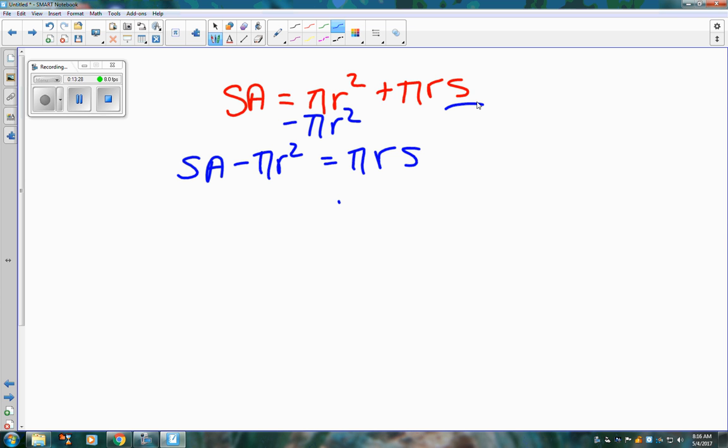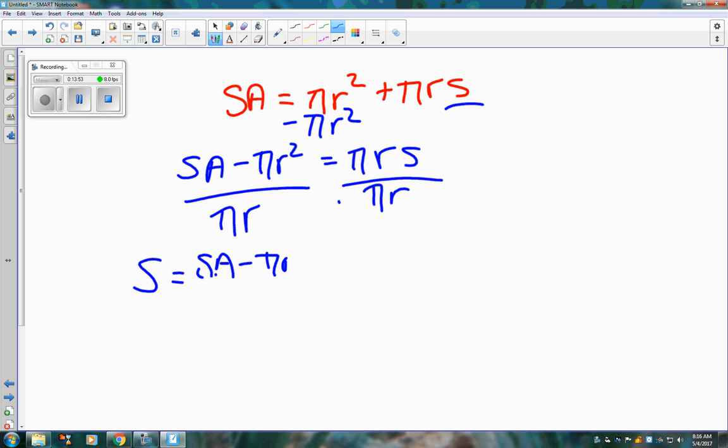What do y'all think I'm going to do next? I'm not going to subtract. Divide. I divided pi r from this side, so I had to divide it from this side. So that S is equal to SA minus pi r squared divided by pi r. So what's my answer?